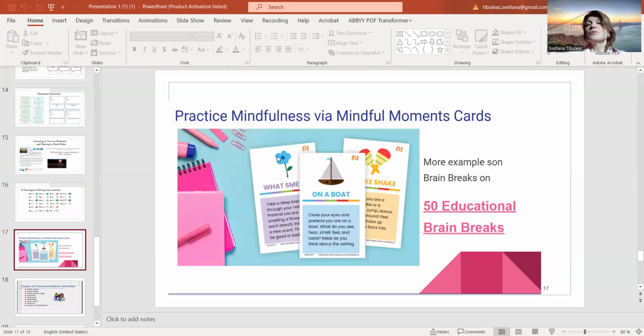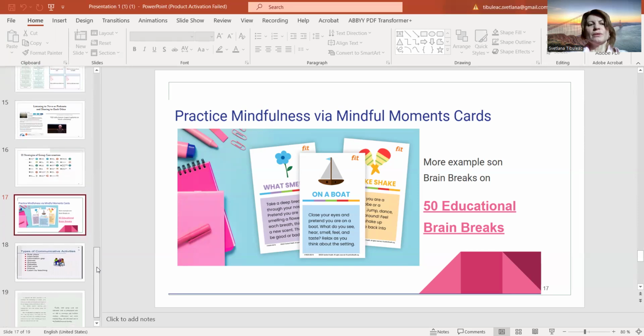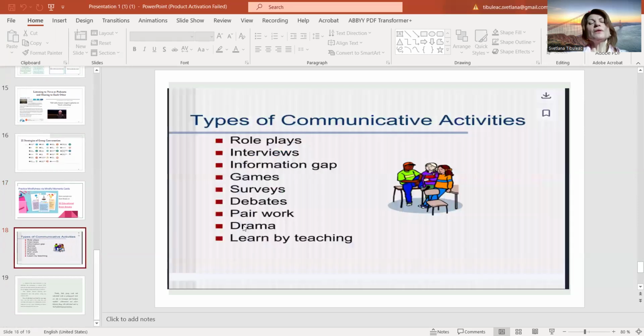Another one is practicing mindfulness via mindful moment cards. I distributed these mindful moment cards to the students, and logically, they might think together to find solutions to different situations. So these are the types of communicative activities: role plays, interviews, information gap, games, surveys, debates, peer work, drama, learn by teaching.